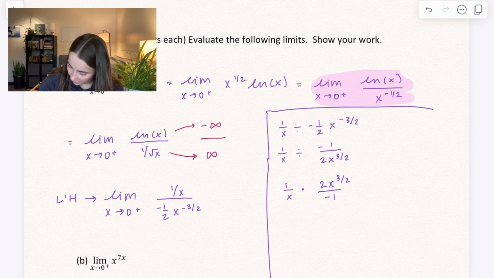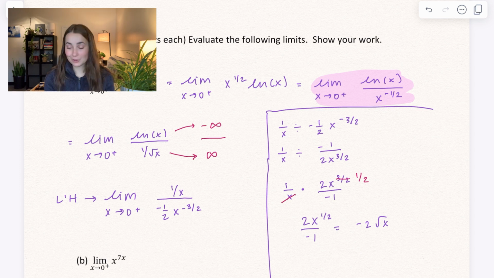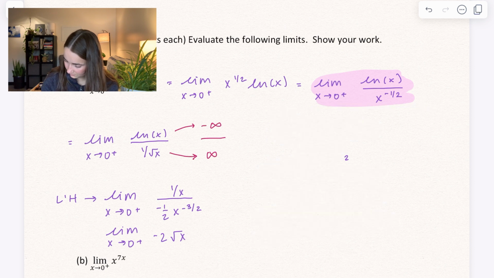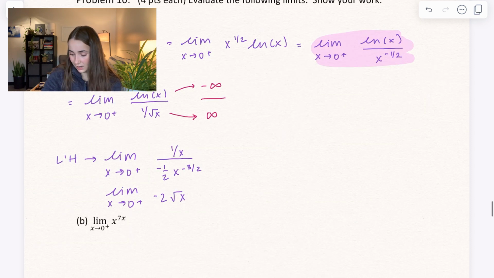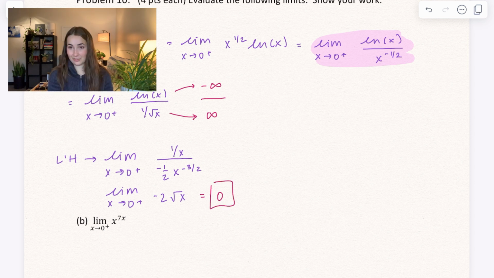And now notice here, this whole x cancels with one of the wholes here, so we get 1/2. So really what this simplifies to is 2x to the power of 1/2 divided by negative 1, or negative 2 times the square root of x. So I'm going to go ahead and replace that. And when we use direct substitution here and we plug in 0, we just get 0 because negative 2 times the square root of 0 is 0. And that right there is our final solution.